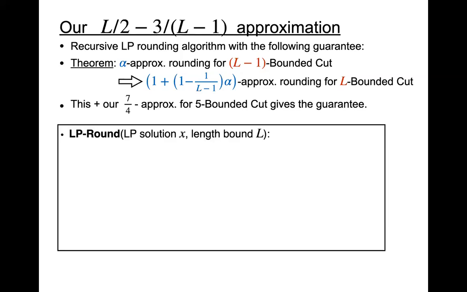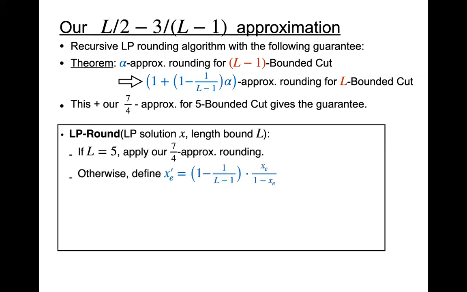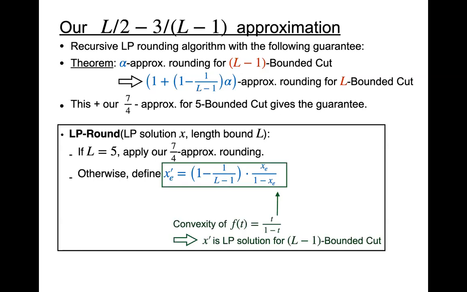It takes as input an LP solution X and a length bound L. Again, if L equals 5, then apply our 7/4 approximation, which I'm not going to tell you about right now. And otherwise, we define these new values. This is not an LP solution for the relaxation for L bounded cut. But if you think about it for a minute and you use the convexity of the function t over 1 minus t, it is an LP solution for the relaxation for L-1 bounded cut.